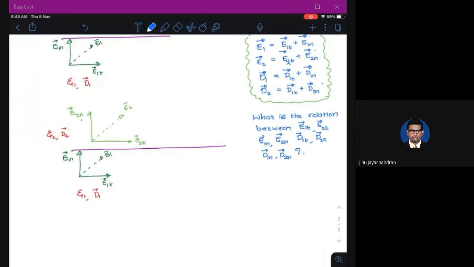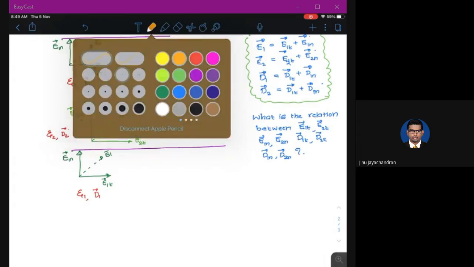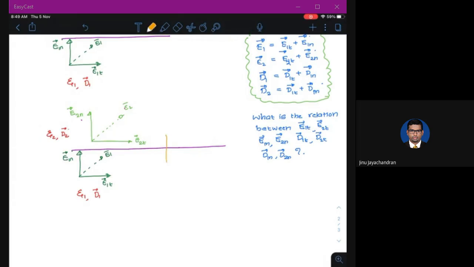Okay. So for that, we are going to consider a small area or a surface. Let's consider a rectangular surface like this. It's a very, very small surface or a very small path. It's a rectangular path. The path is from A to B to C to D. So if I draw the directions, it will be something like this: A to B, B to C, C to D, and D to A. So this is a closed path.